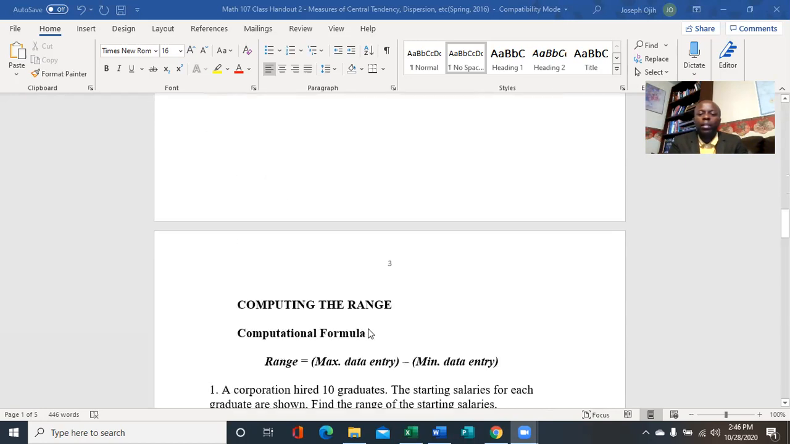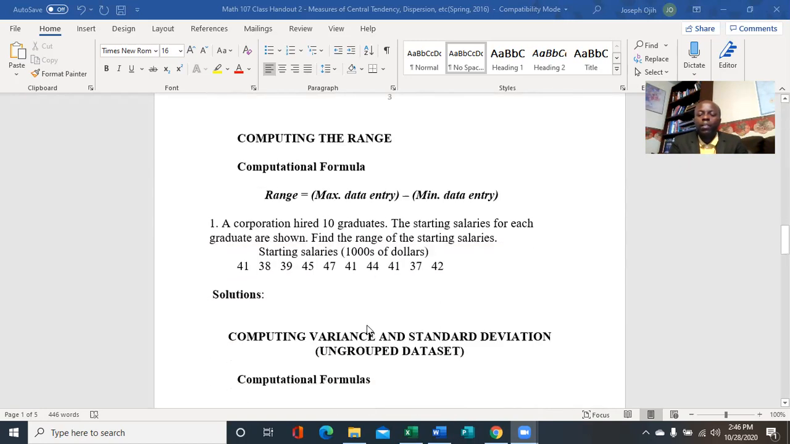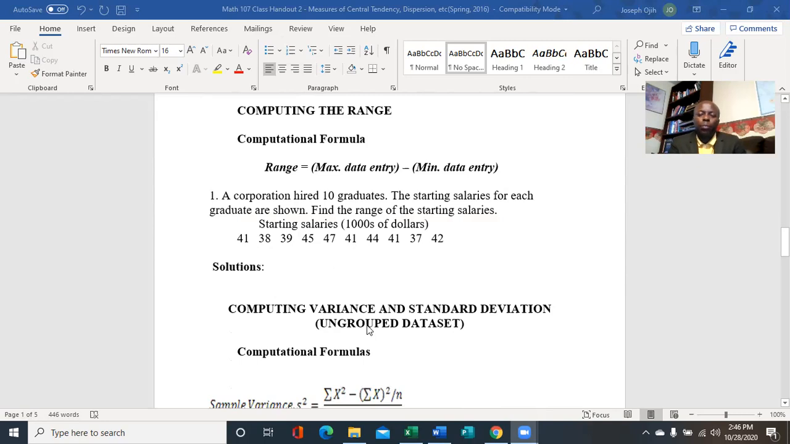Now, let us see how to calculate these statistics. For the range, the simple formula, that is the simplest measure to calculate. The formula is simply the maximum data entry minus the minimum data entry. To say it in a simple way, it means the largest value minus the smallest value in a data set. For example, look at what you have here.